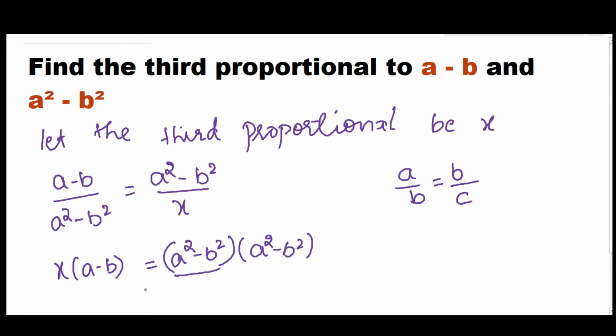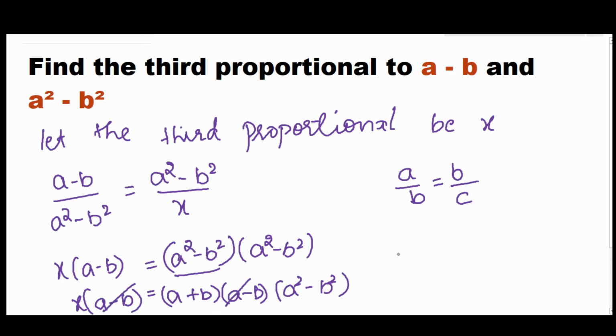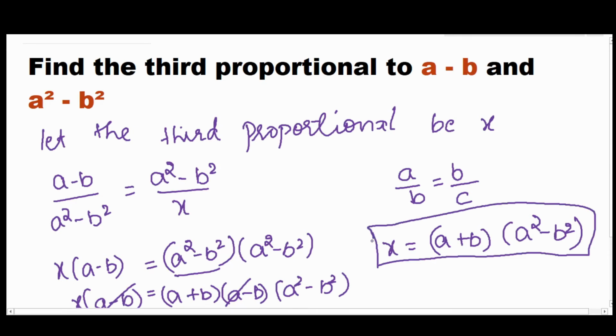If I expand this, it's in the form of a plus b into a minus b into a square minus b square. On this hand, I have x into a minus b. So a minus b and a minus b get cancelled. Now the x value will be a plus b into a square minus b square. The third proportion is a plus b into a square minus b square.